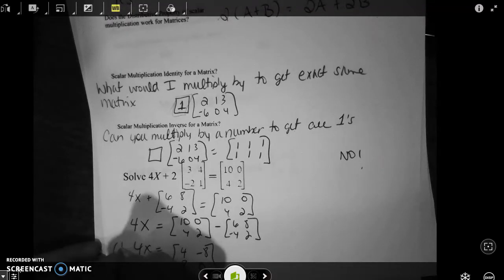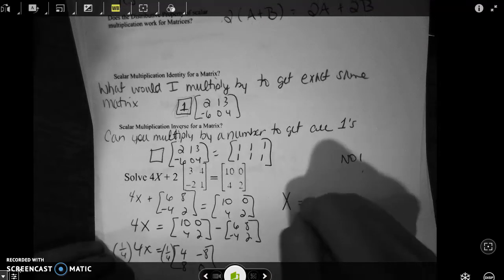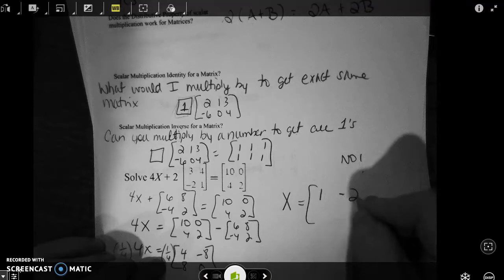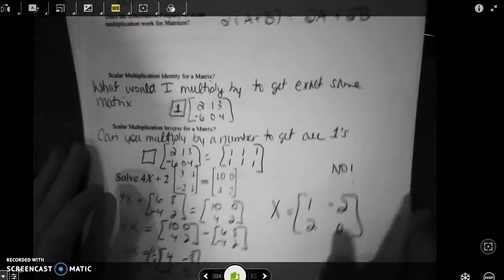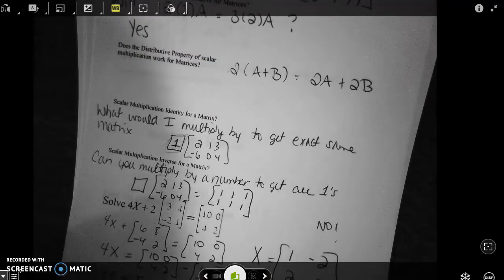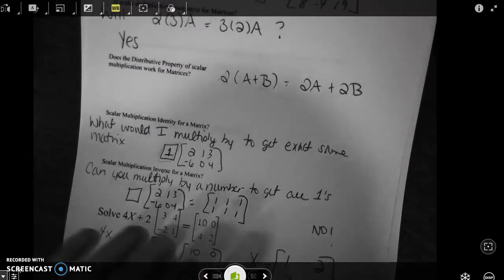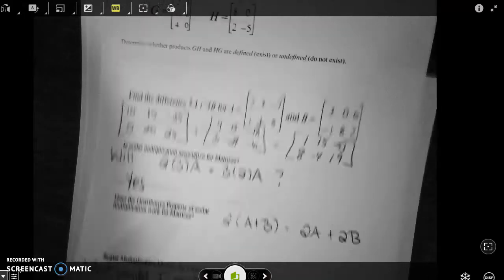And then I'm going to multiply by 1/4. That's really a scalar multiplication. So 1/4 times 4 is 1, then negative 2, 2, and then 0. And so that's matrix X. That wraps up our first set of notes until we have homework. I know we're going to continue on notes, but this would really be like day 2 of what we're going to go over.